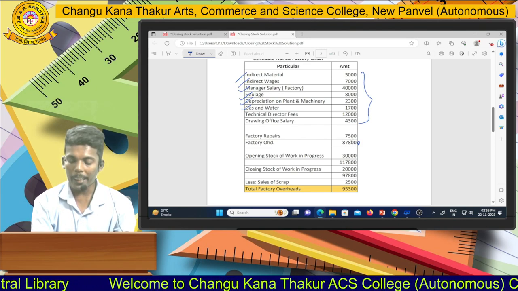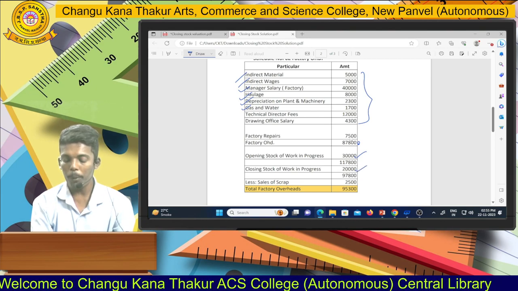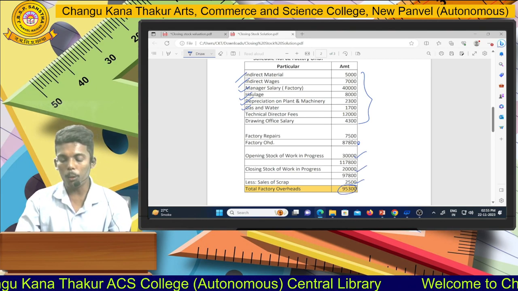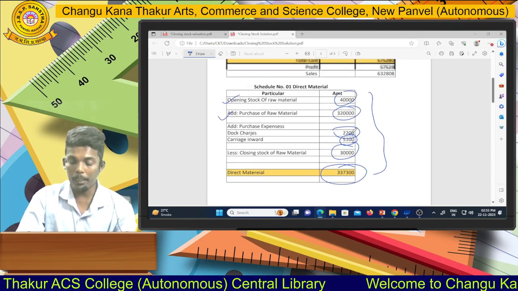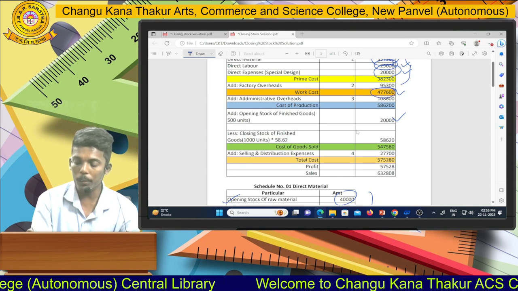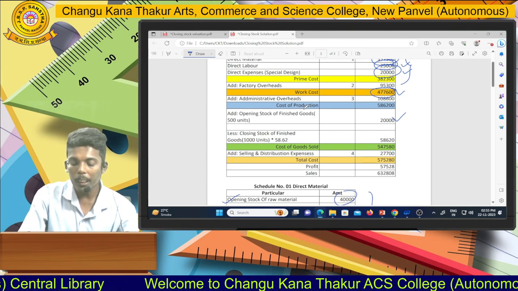Then after adding opening stock of WIP, deducting closing stock of WIP, then sale of scrap, we get the exact amount of the total factory overhead, 95,300. Then after adding 95,300, we get work cost 4,77,600. Then we are going to compute the cost of production.